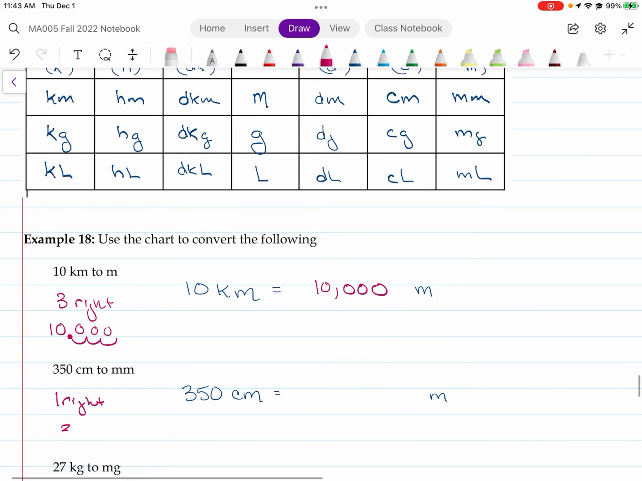So we're going to take 350, and we're going to go 1 to the right. So it becomes 3,500.